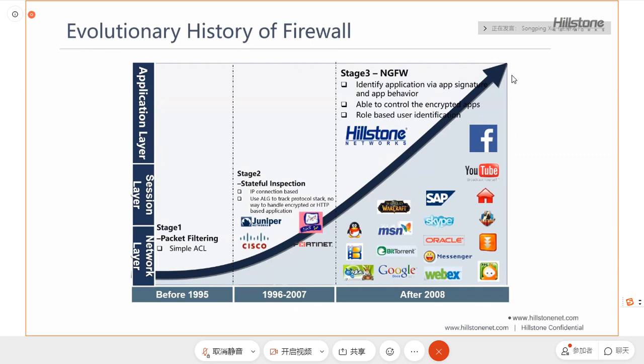And also, you can use the NG firewall to identify more, besides the session 5 tuple. We can use the policy to control even 7 tuple, which is also able to track and identify the signatures, applications, and also the user behaviors. And we are even able to control the encrypted traffic.